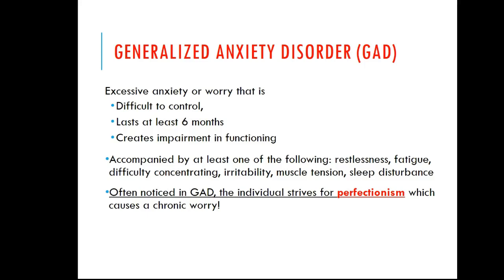So generalized anxiety disorder is when a child experiences excessive worry. Excessive anxiety is often very difficult to control. It could last up to at least 6 months. In fact, that is the identifying criteria, that the anxiety and the worry has to last for 6 months or longer, and that furthermore creates impairment in functioning in the child. It is accompanied by at least one of the following symptoms. It could be a period of restlessness and fatigue.